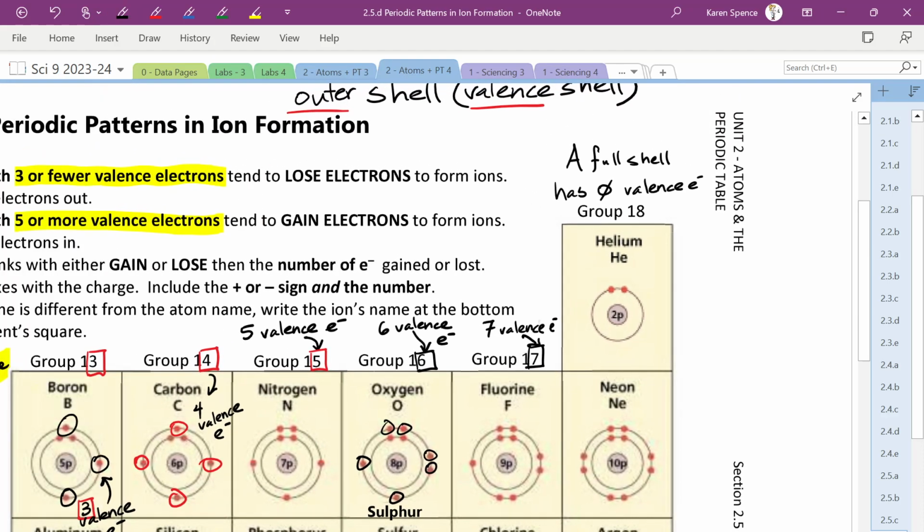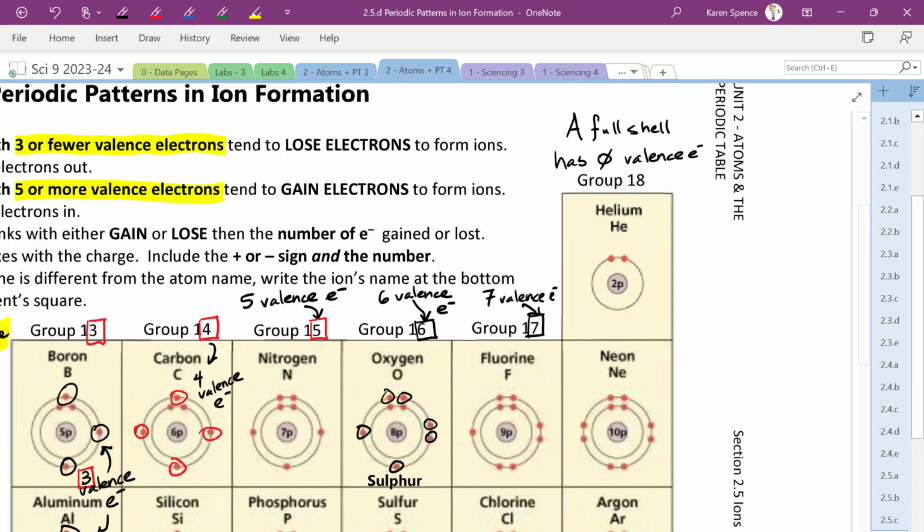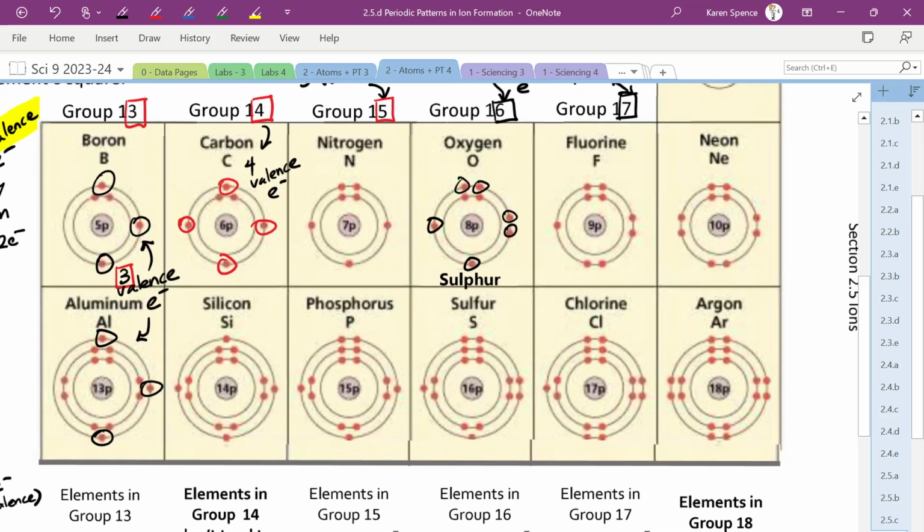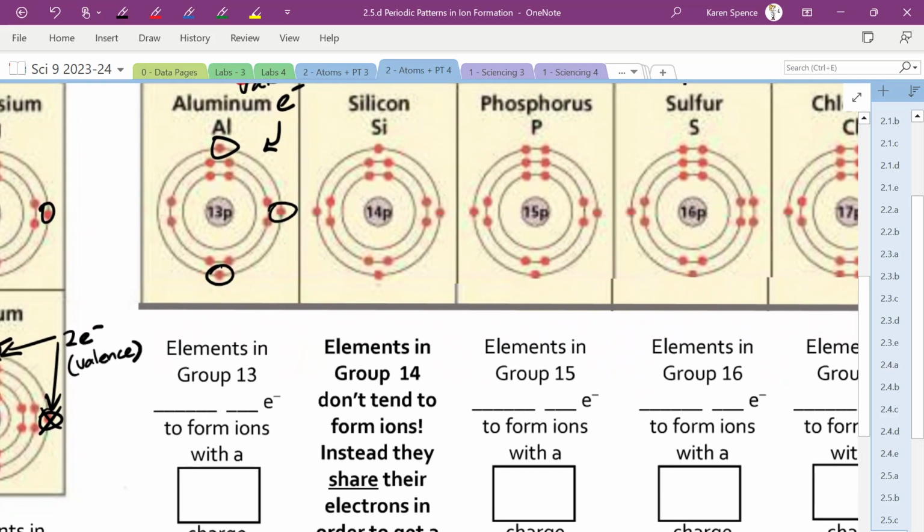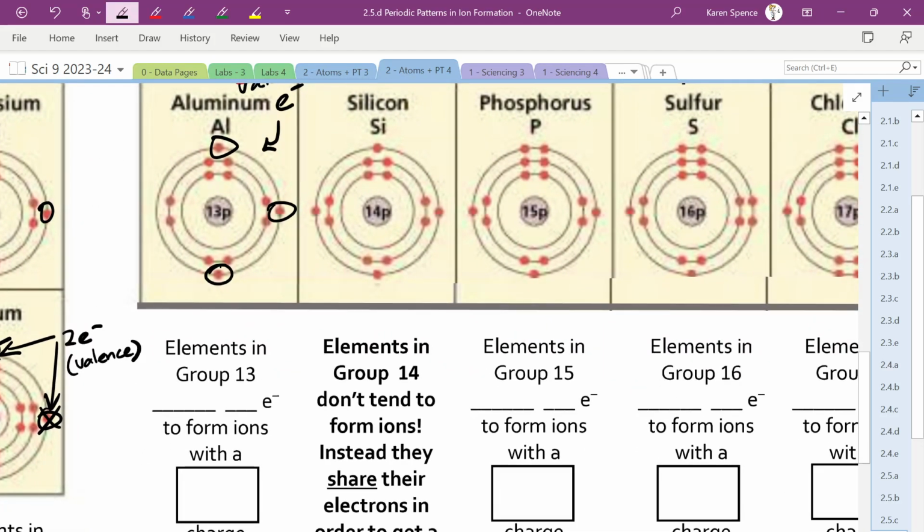All right, so now we know how many valence electrons are in each group. If we look at group 13, we have 3 valence electrons. Are we going to gain or lose electrons? We're going to lose how many? 3 electrons. So everything in group 13, when it forms an ion, will form ions with a 3+ charge.